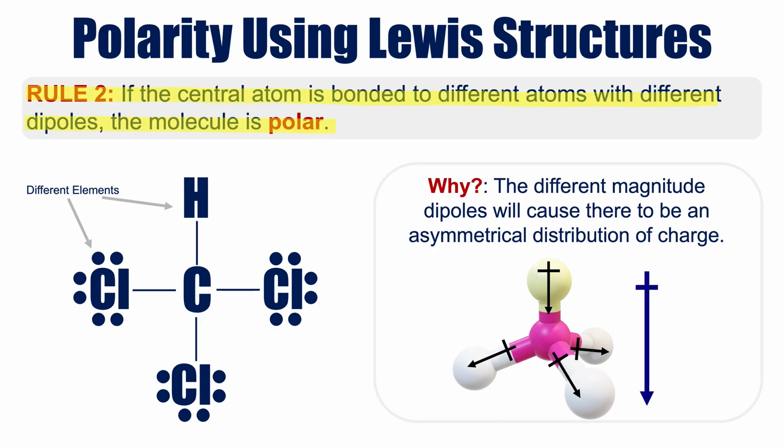What Rule 2 states is if the central atom is bonded to different atoms with different dipoles, the molecule is most likely going to be polar. So if we're looking at this example, carbon's the central atom, but there's chlorines and hydrogen bonded to it. So that means there's most likely different dipole moments with different dipole strengths. And in the three-dimensional structure, that's most likely going to cause an uneven or asymmetrical distribution of electrons. So if you look at the Lewis structure and there's different elements bonded to the central atom, you most likely are going to have a polar molecule.